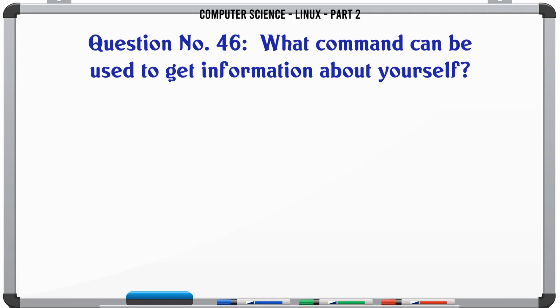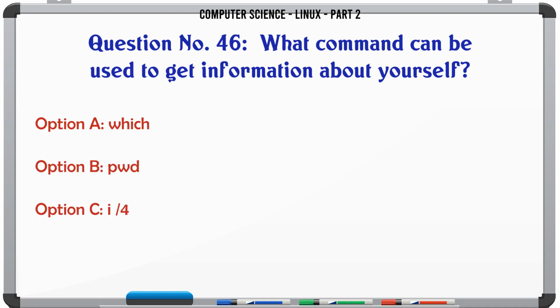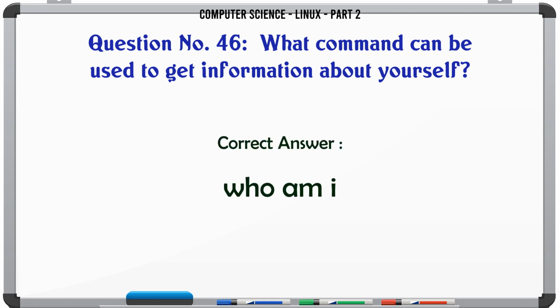What command can be used to get information about yourself? A. which. B. pwd. C. i4. D. who am I? The correct answer is who am I?